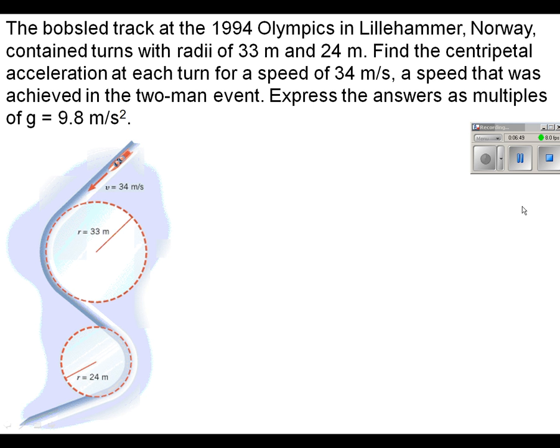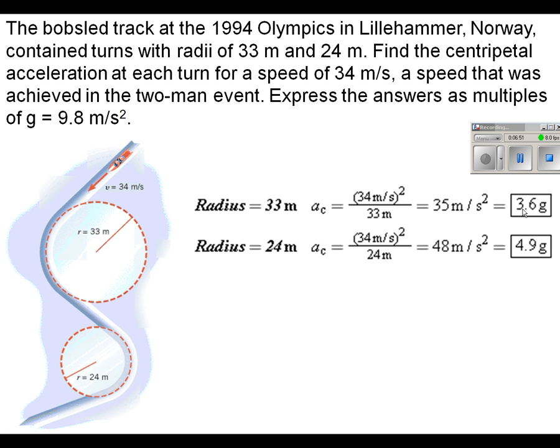It's pretty straightforward. You just go ahead and use this centripetal acceleration equation of v squared over r. And for the first circle, the radius of 33 meters, you end up with 35 meters per second squared. And what you do is you divide 9.8 into that to get an answer of 3.6 g. And then for the second one, when the radius is smaller, 24 meters, you get an answer of 48 meters per second squared for your centripetal acceleration. Divide that by 9.8, and you get 4.9 g.